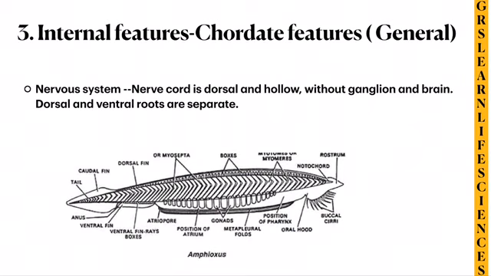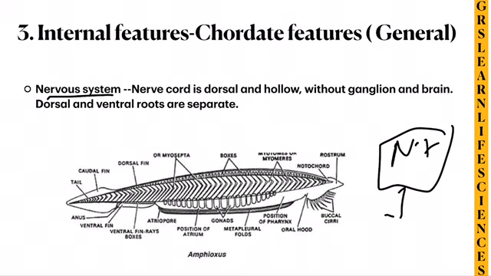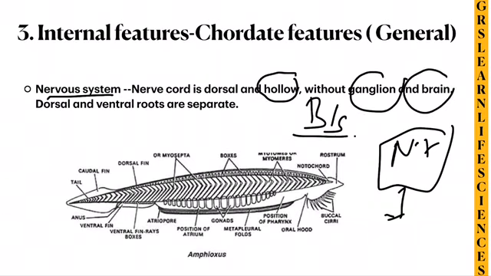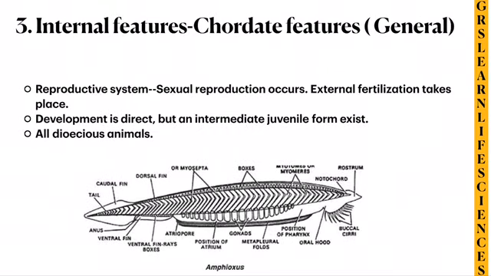Next one is the nervous system. So coming to the nervous system, we have already discussed the neural tube in the basic features of the chordates. The neural tube is not modified as the brain and spinal cord in this organism. So this neural tube is a hollow structure, and it doesn't form the ganglion and brain in these organisms, but this neural tube forms the dorsal and ventral roots which are separate in these organisms. So this is very important. So it forms the dorsal roots and also the ventral roots in these organisms. Next one is the reproductive system.